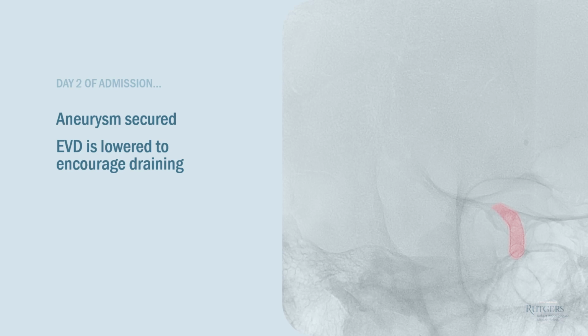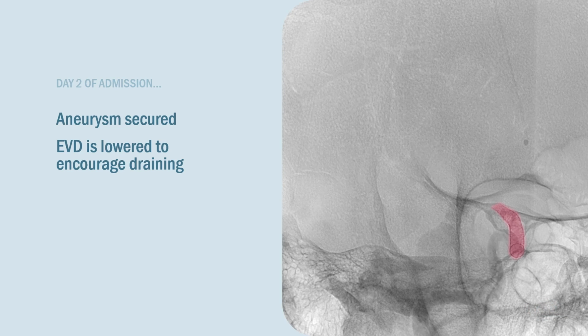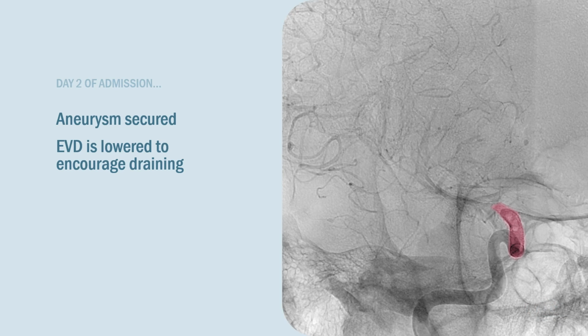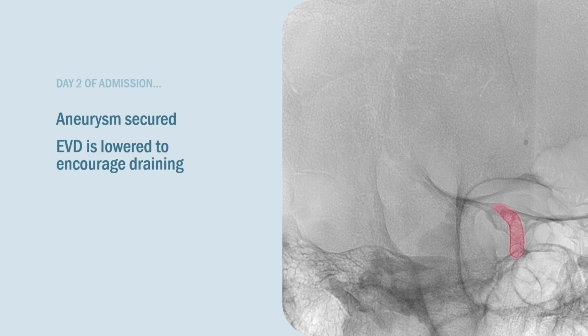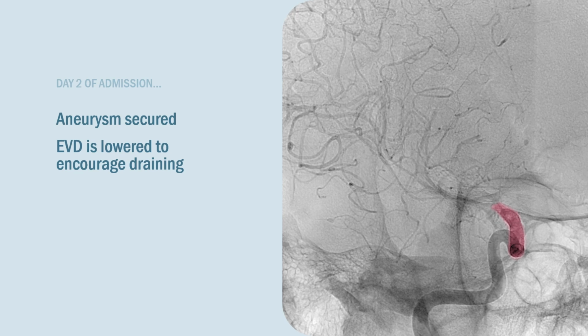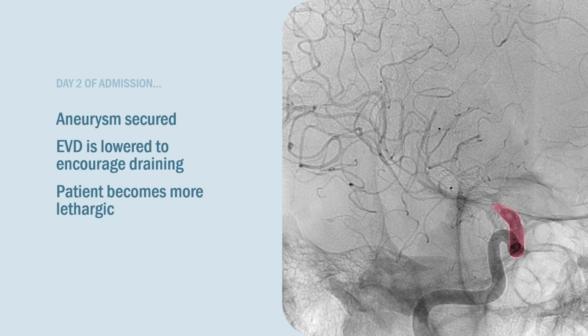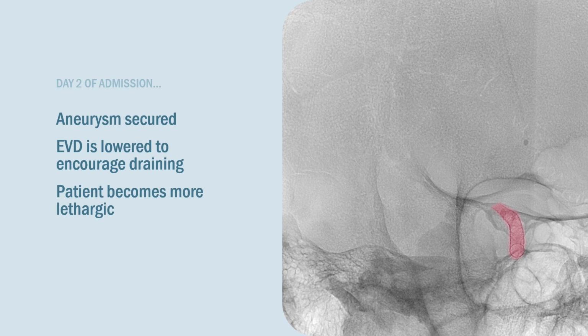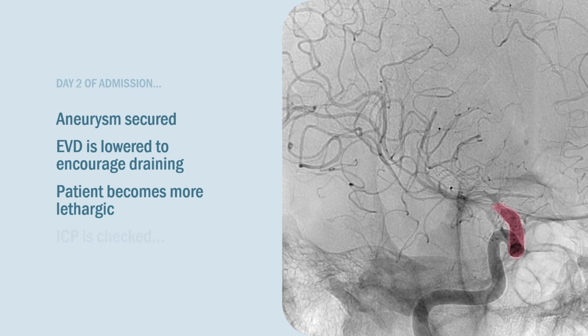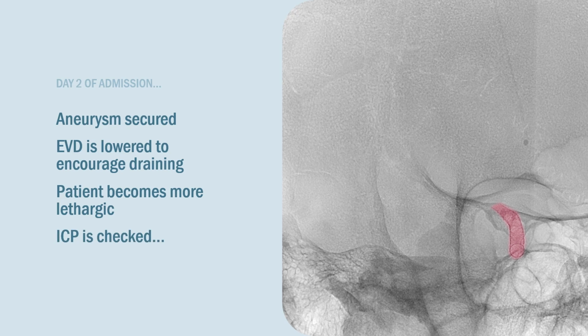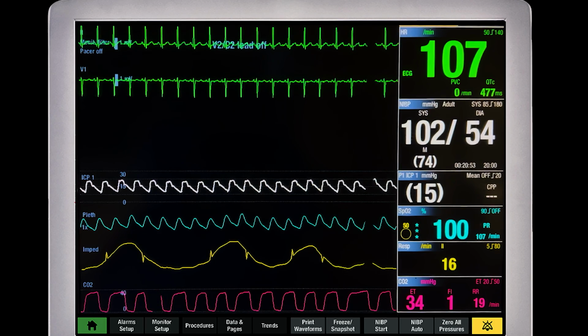The next day, our neurointerventional colleagues embolized the aneurysm by means of a flow-diverting stent. Now that the aneurysm is secured, the EVD was lowered to encourage more draining to help clear the subarachnoid blood. Our patient becomes more lethargic, which triggered a spot intracranial pressure check. Thoughts?